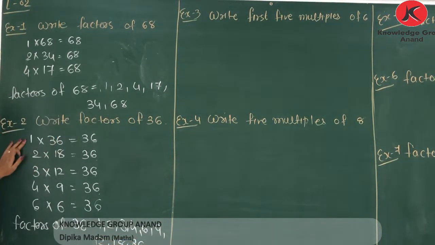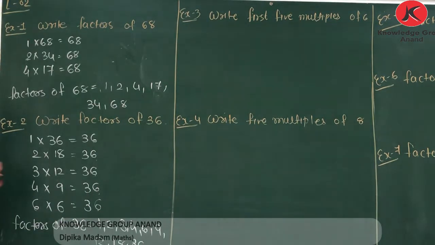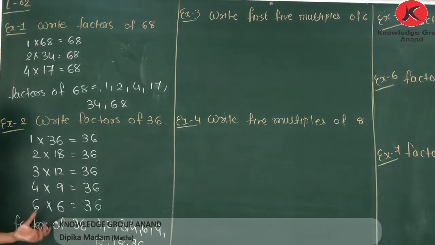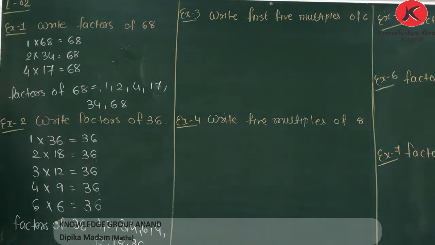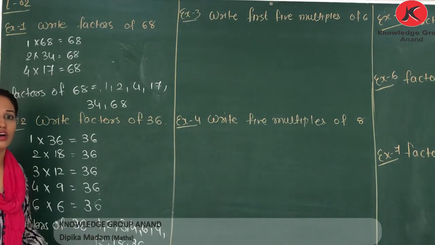What do we have to do? First of all we have to check in table 1. Yes, 1 into 36 is 36. In table 2, 18 2s are 36. 3, 12 3s are 36, 4, 9 4s are 36. Now 5, there is no 36 in the table of 5, so we need to move to the next. That is 6 6s are 36. 7 is not there. 8 is not there. In the 9 table 36 is there, but 9 is already in the factors, so we do not check further tables. Clear? This way you can easily find the factors of a number.